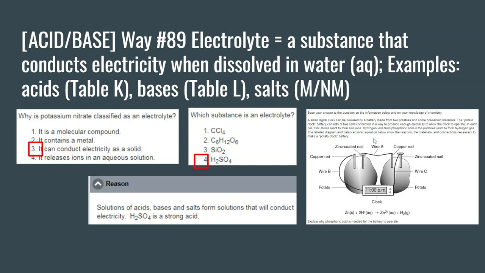A small digital clock can be powered by a battery made from 2 potatoes and some household materials. The potato clock battery consists of 2 cells connected in a way to produce enough electricity to allow the clock to operate. In each cell, zinc atoms react to form zinc ions. Hydrogen ions from phosphoric acid in the potatoes react to form hydrogen gas. The labeled diagram and balanced ionic equation below show the reactions, the materials, and connections necessary to make a potato clock battery. Explain why phosphoric acid is needed for the battery to operate.